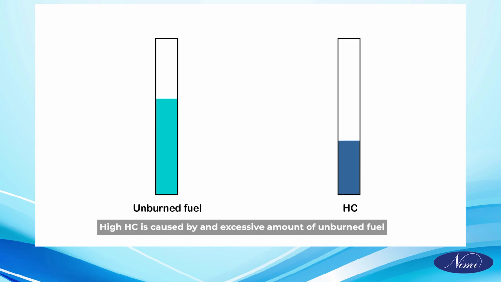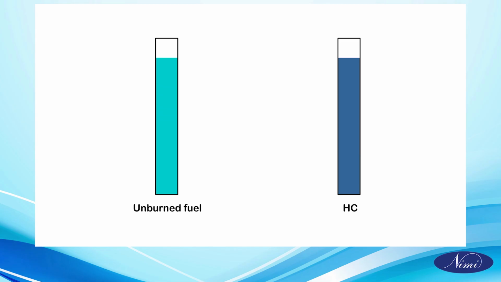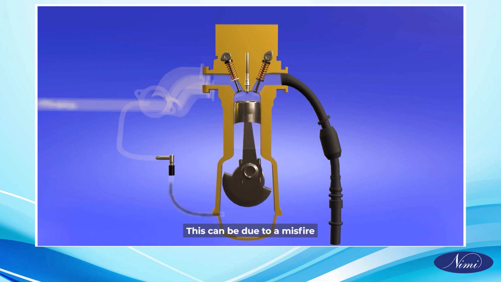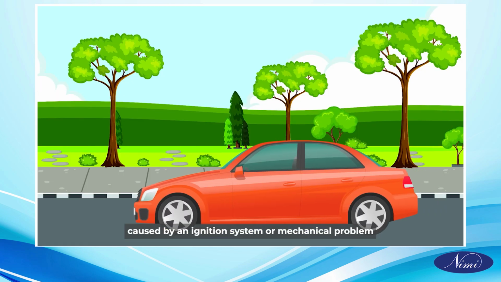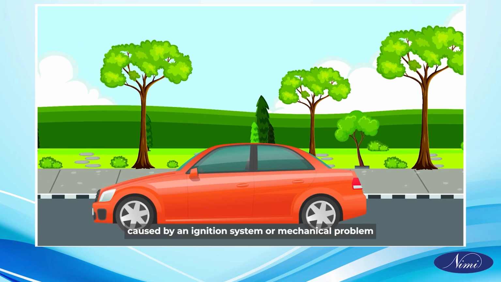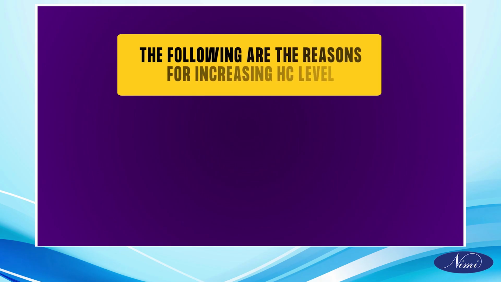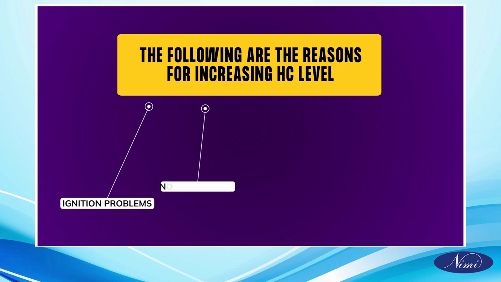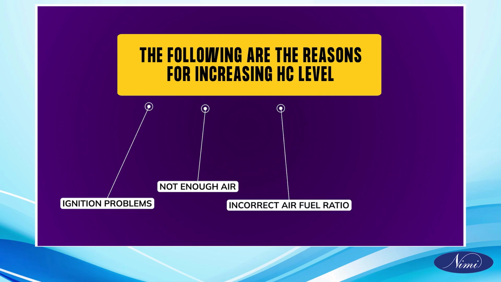High HC is caused by an excessive amount of unburned fuel. This can be due to a misfire caused by an ignition system or mechanical problem. The following are the reasons for increasing HC level: ignition problems, not enough air, incorrect air-fuel ratio.